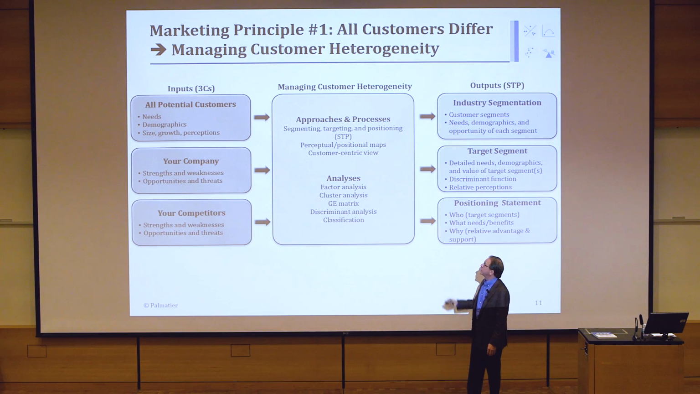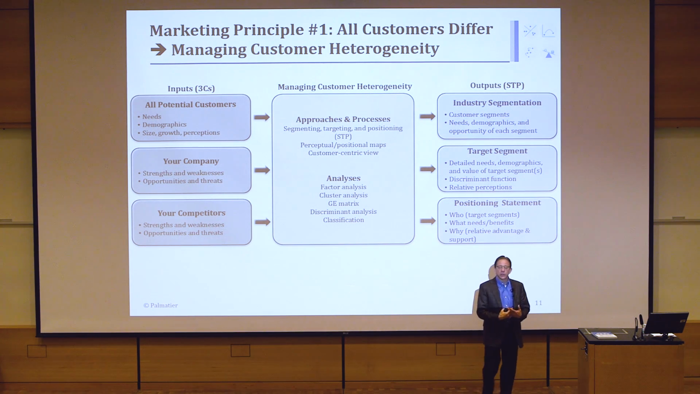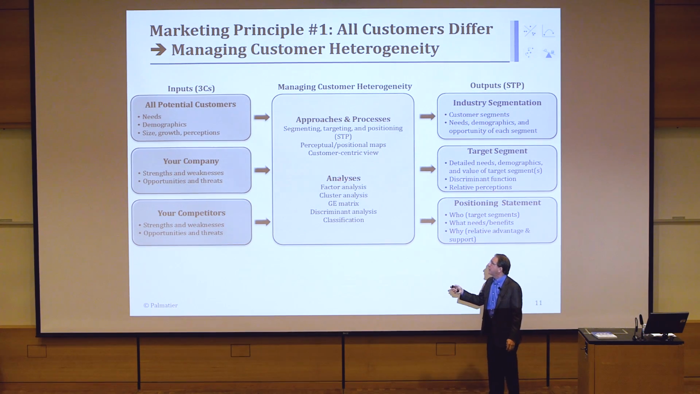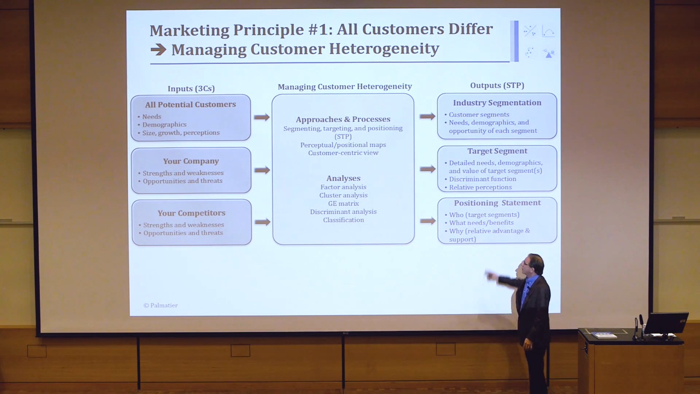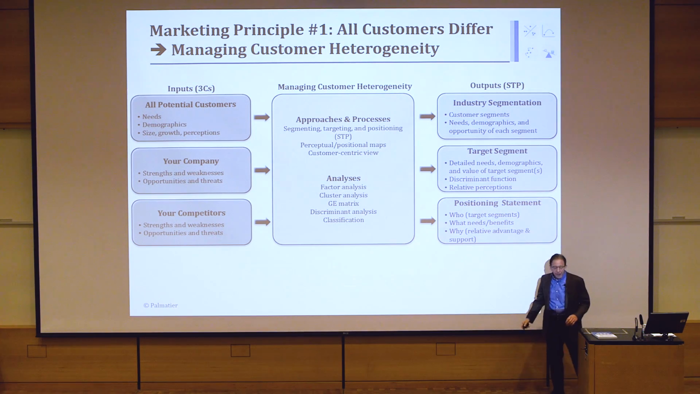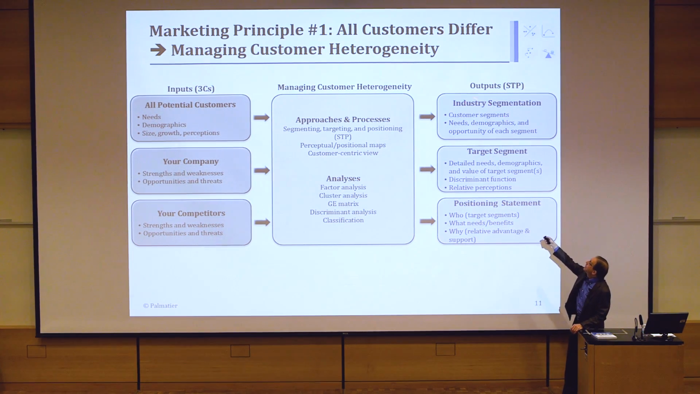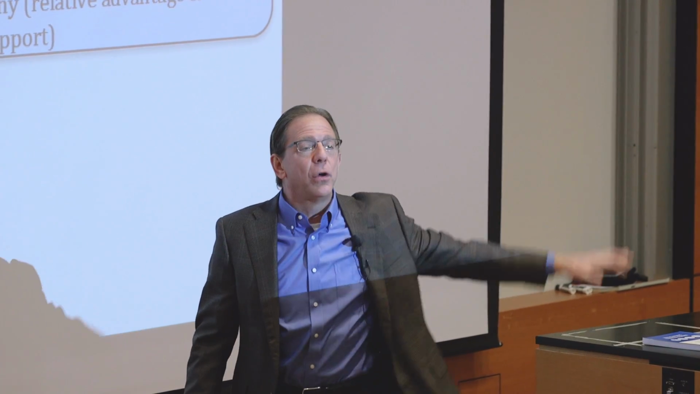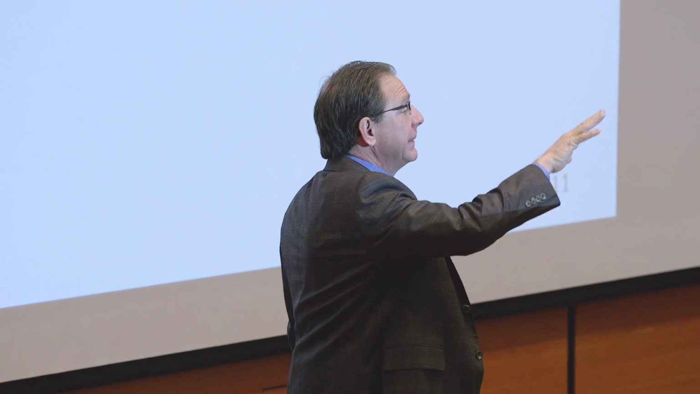We're going to talk about perceptual and position maps and this idea of a customer-centric view, really putting the customer at the center of your decision making. There's a set of analyses that help to deal with this: factor analysis, cluster analysis, discriminant and classification analyses. So what is the output you get? Well, the first output you get is very helpful. Back before when I was talking about the car, let's say this was a whole market for automobiles. After I go through this, one of the things I'm going to get out is a map of the industry. It's going to show me the different segments.